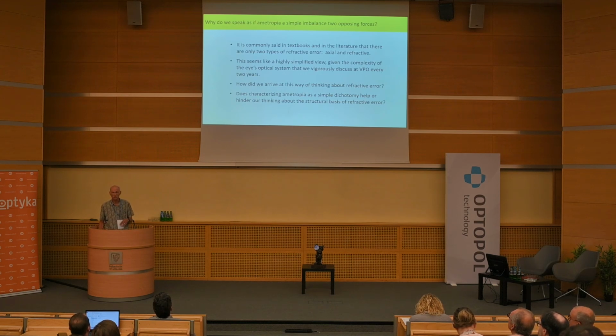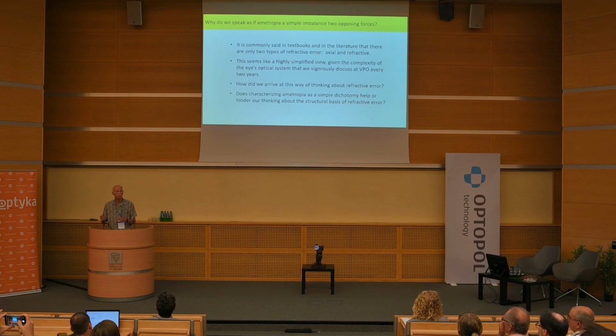So it's commonly said in textbooks, and you read about it in the literature, that there are these opposing forces. There's a refractive type of refractive error, and there's an axial type of refractive error. And you might often hear people say that most myopia, for example, is axial. But this seems to be a rather simplified view, because the eye is a really complicated optical system, and isn't really just two factors involved here.